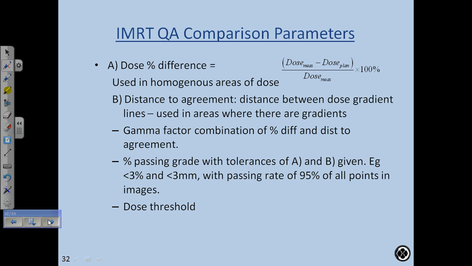Okay, and then what do these comparison parameters mean when you're doing IMRT QA?